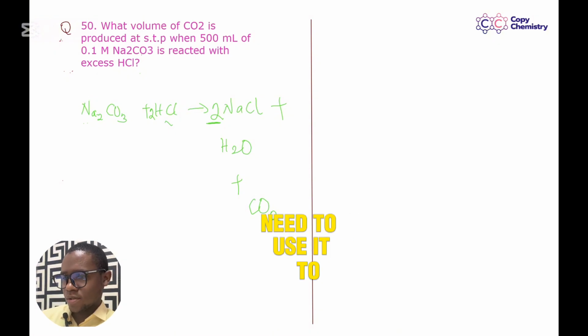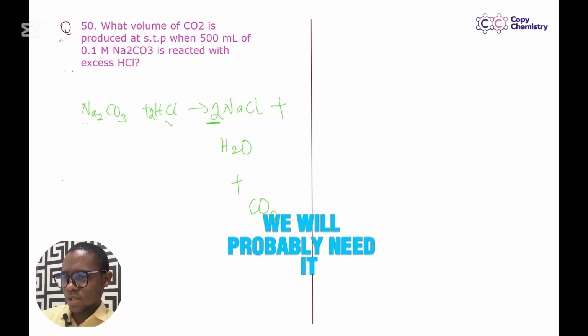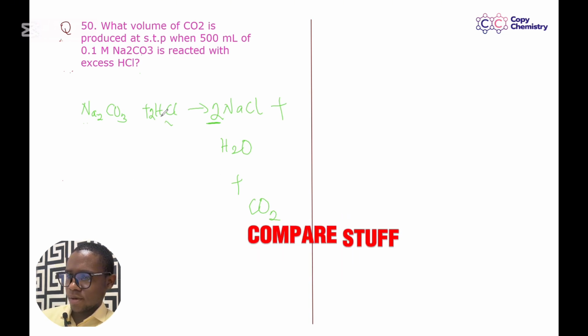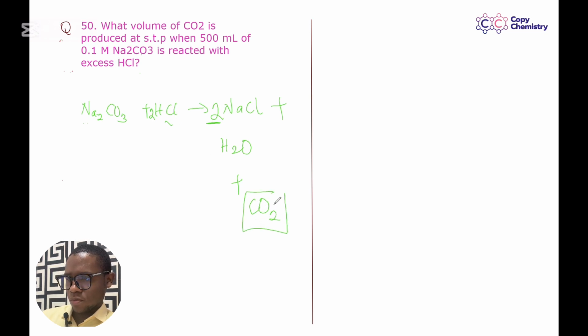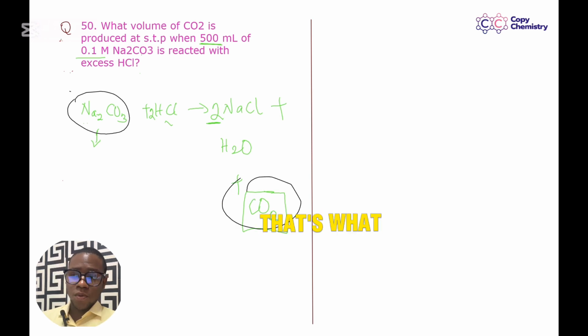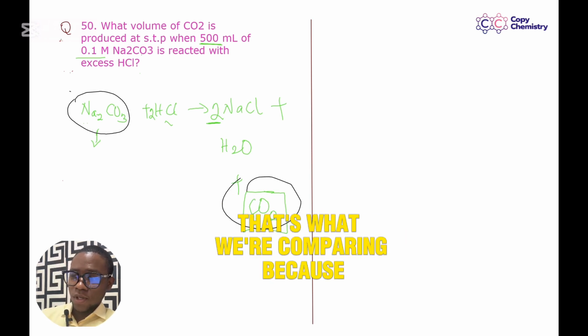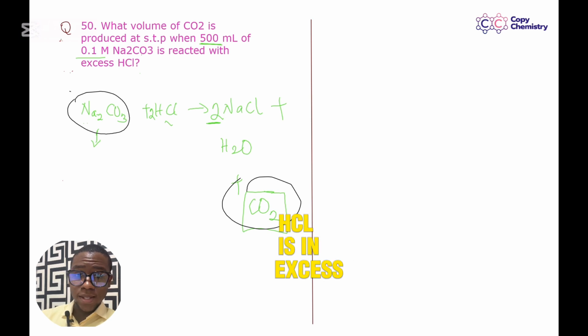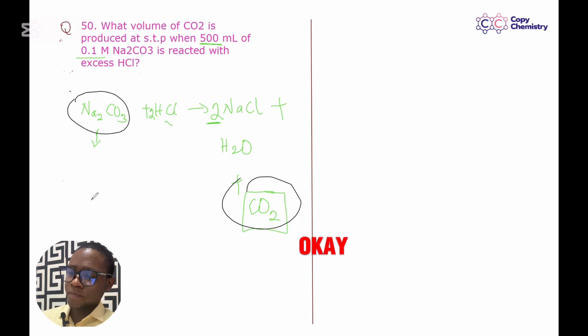What do we need to use it to do? We will probably need it to compare stuff, right? What is the volume of CO2 produced at STP when 500 ml of this amount of this is reacted with excess HCl? So we are comparing Na2CO3 and the CO2. That's what we're comparing. Because the excess HCl is in excess, so we don't really care about it, okay?